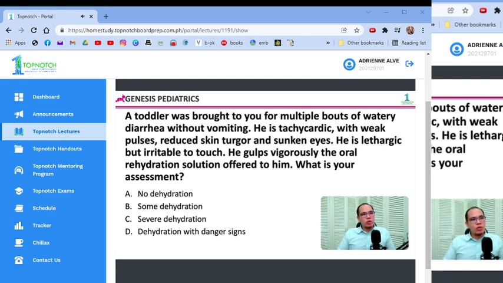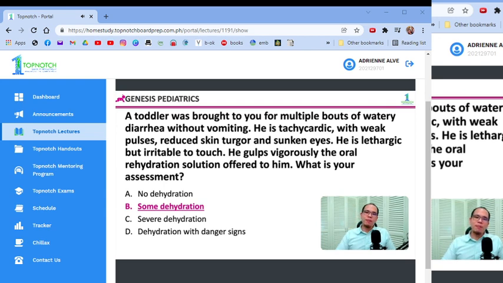Okay? So, strictly speaking, when we use the WHO guidelines, this patient will fall onto some dehydration because the patient has reduced turgor, sunken eyes, lethargic, okay, pero irritable, okay, and gulps vigorously, diba? Thirsty siya, okay? But clinically, if I were to be the doctor to see this patient, I can also classify this as having severe dehydration. Bakit? Weak na yung pulses niya, tachycardic na siya, diba?